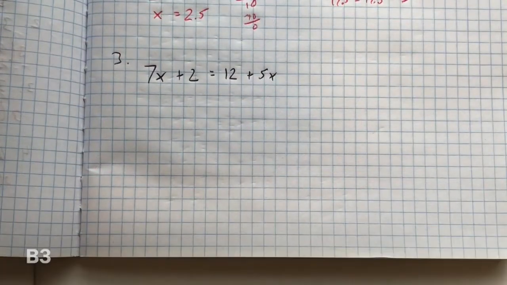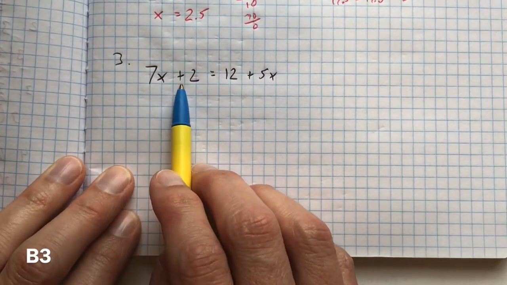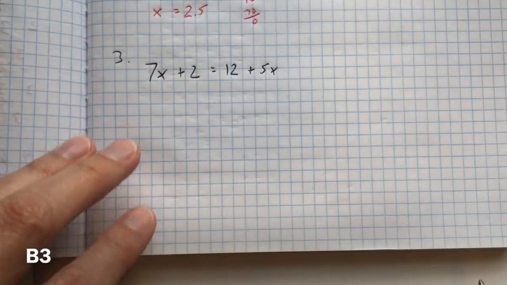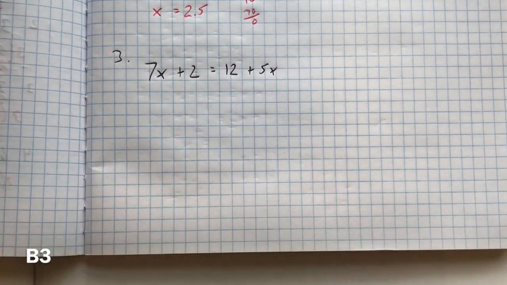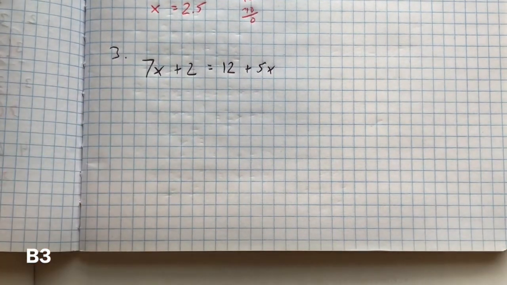All right, number 3. Here we go. I've got 7x plus 2 equals 12 plus 5x. Make sure I wrote that down right. All right. Okay, so now we've got pouches and coins on both sides. It doesn't really matter which one we work with first, if it's a pouch or a coin, but we want to make sure that we're remembering one key thing that I have not talked a ton about.